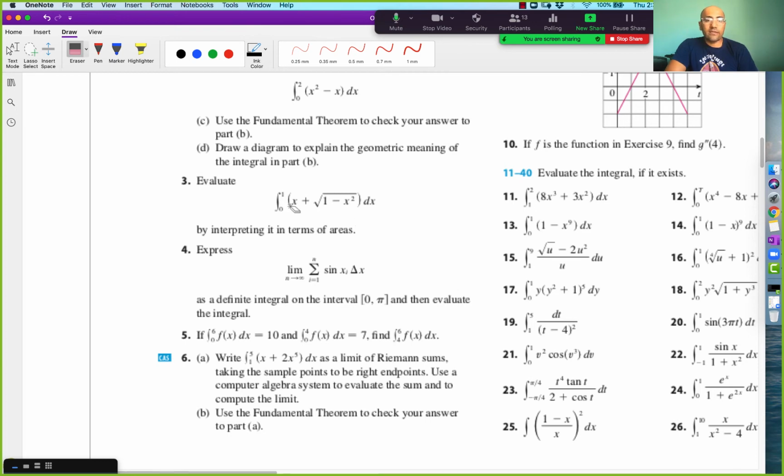Good. So turn them into geometric shapes, and then it should be really easy. This would be a giant triangle. You can do 1/2 base times height to figure out the area of that triangle. And this one should be 1/4 of a circle. So use the formula for the area of a circle, and then multiply that by 1/4, and that should be the answer to this one. Good. Any questions on number 3?